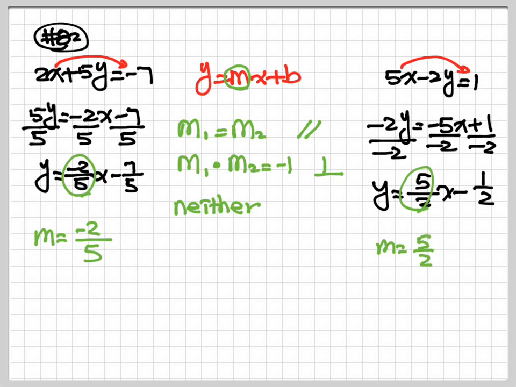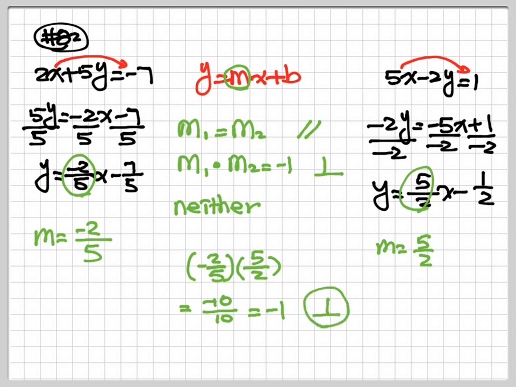Now let's compare. They are not alike, so we know they are not what? Parallel. They are not the same. Okay, they are not parallel. Then let's multiply the 2 numbers. We have -2 over 5 times 5 over 2. So that equals -10 over 10, which is equal to -1. Those 2 lines multiply to equal -1. Then we know those 2 lines are perpendicular.